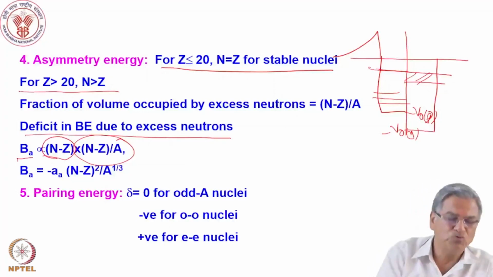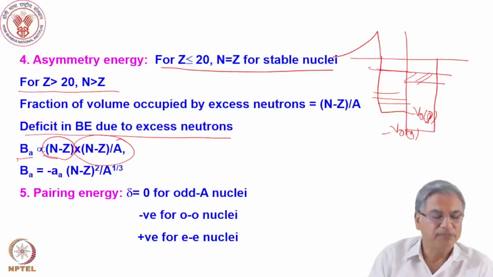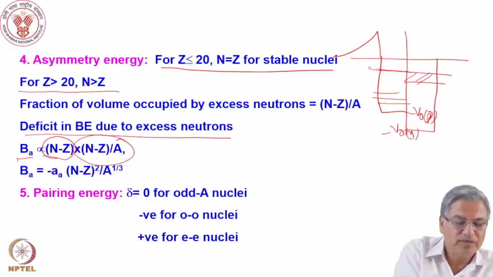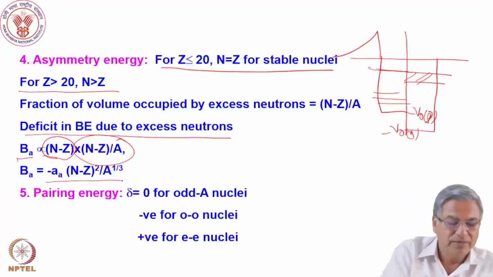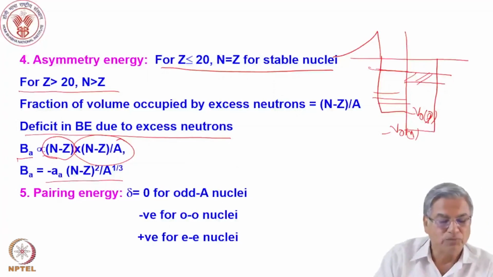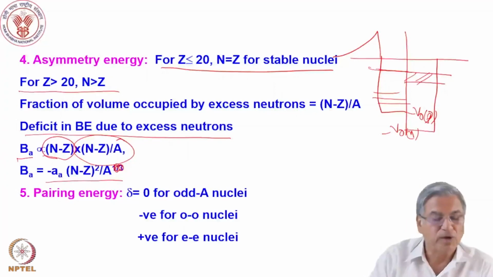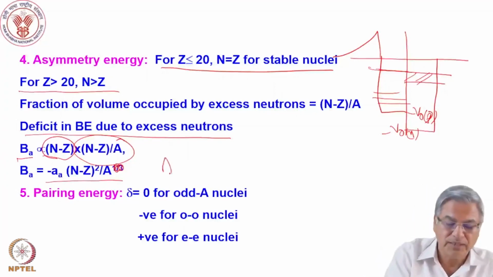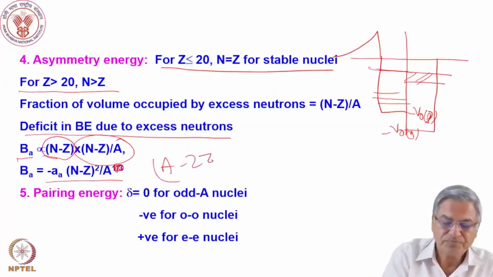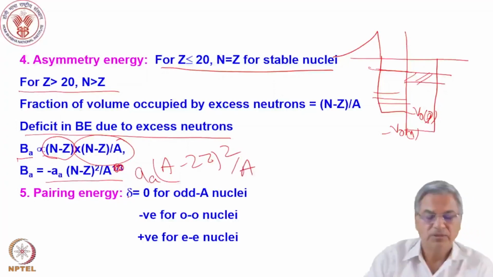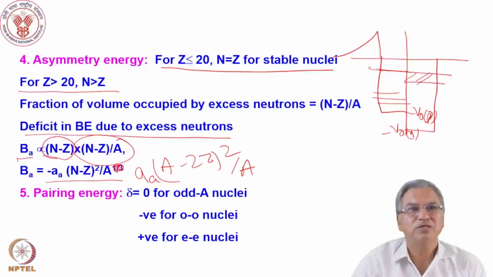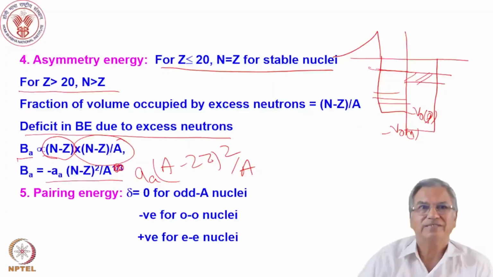So excess neutrons into the fractional volume is equal to the asymmetry energy, and if you include the proportionality constant, it becomes AA, N minus Z whole square upon A. It is not A to the power 1/3, it is A. You can also write this as A minus 2Z whole square upon A. So this is the binding energy term corresponding to asymmetry energy, and its origin lies in the excess neutrons that are in the nucleus to stabilize it.